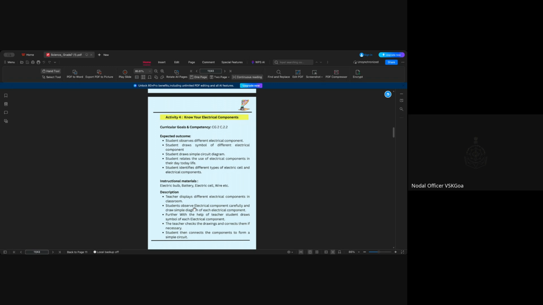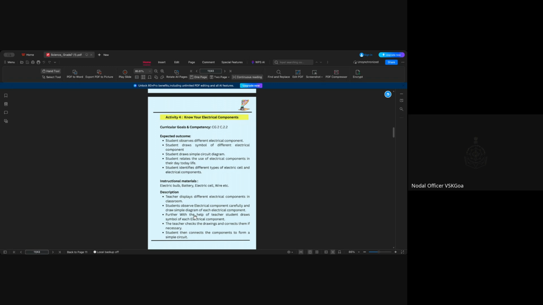Here, the teacher's duty is only to display different electrical components in the classroom. So you can display a series of electrical components like bulb, switches, wire, and whatever is required for forming a circuit. Students are going to observe these electrical components for a certain time. You can give them 5 to 10 minutes to observe. Then they are going to draw a simple diagram of each electrical component, in their own free way, whatever components they are seeing.